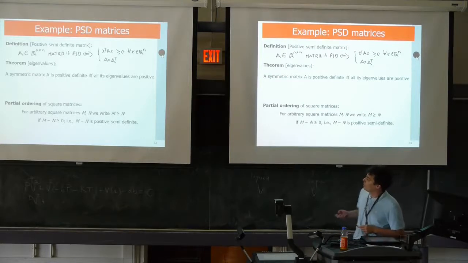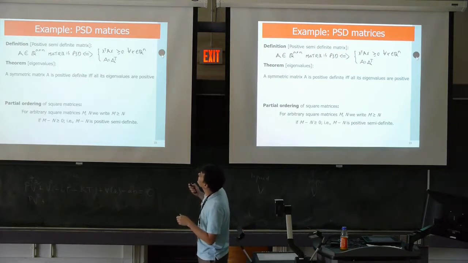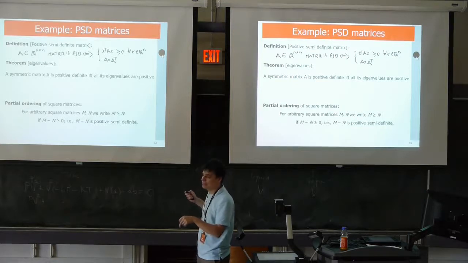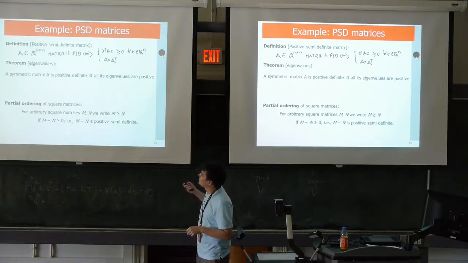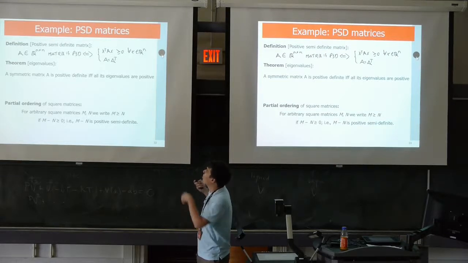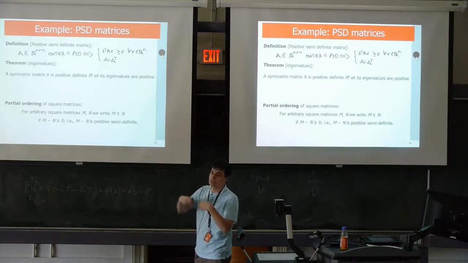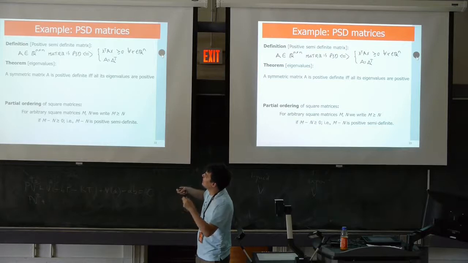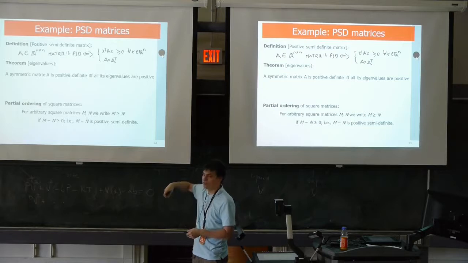And there's an important theorem. This is positive semi-definite; it is positive definite if x transpose A x is positive for all non-zero x. We say that a symmetric matrix A is positive definite if and only if all of its eigenvalues are positive. And you can similarly prove that a symmetric matrix A is positive semi-definite if and only if all of its eigenvalues are non-negative.